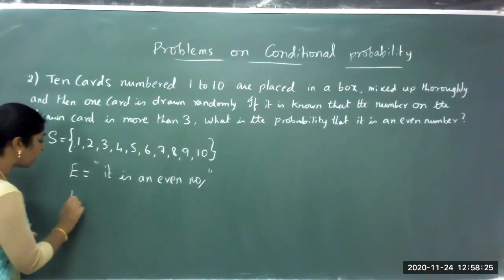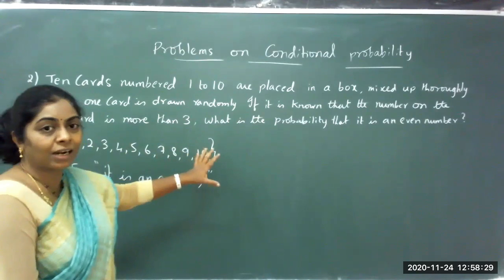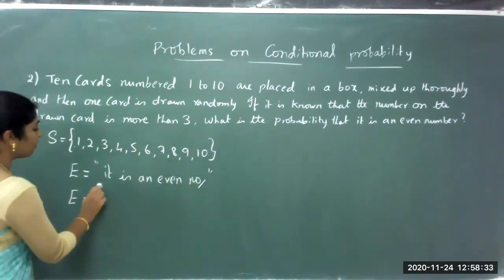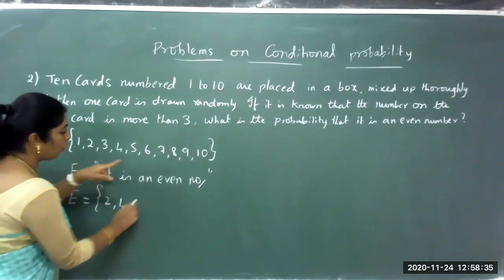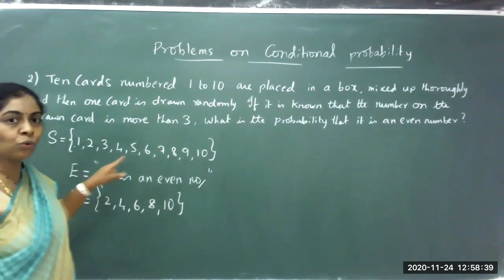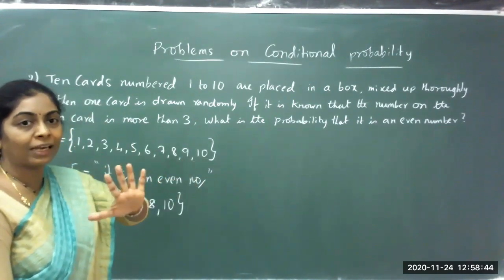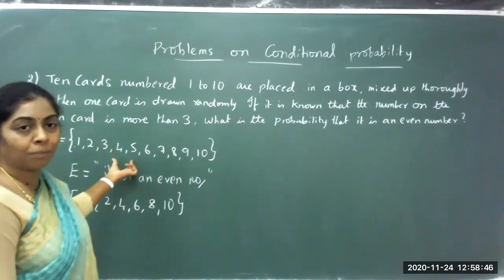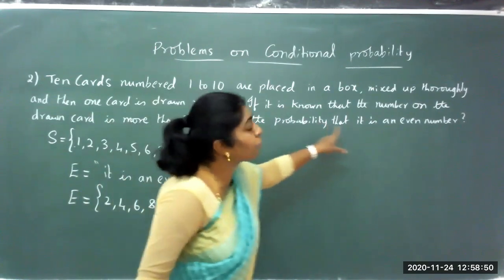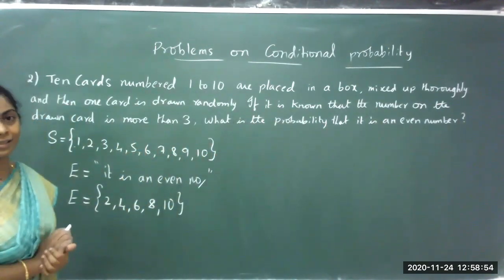So what are the possible cases? When I take out a card from these 10 cards, what are the cases in which I get an even number? The even numbers are 2, 4, 6, 8, 10. These are the 5 possible even numbers I can get when event E occurs, out of 10.